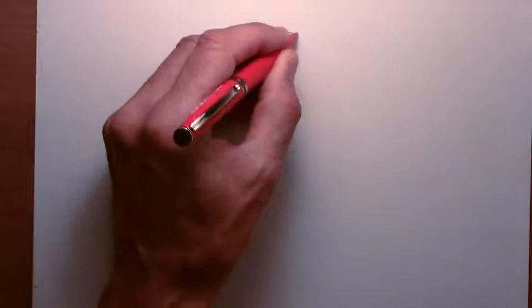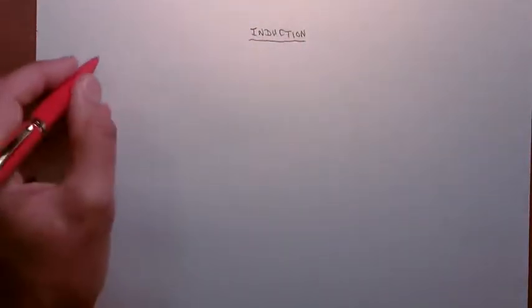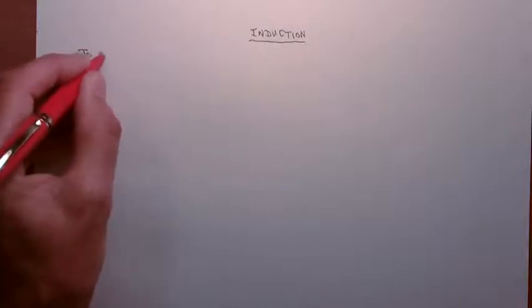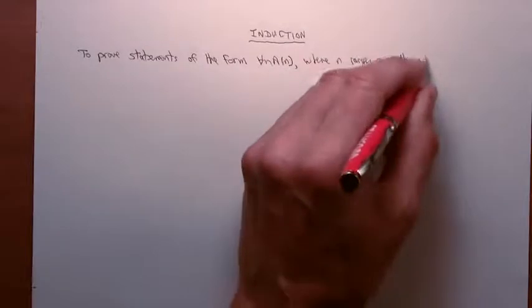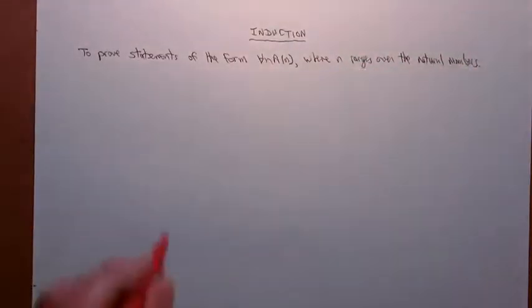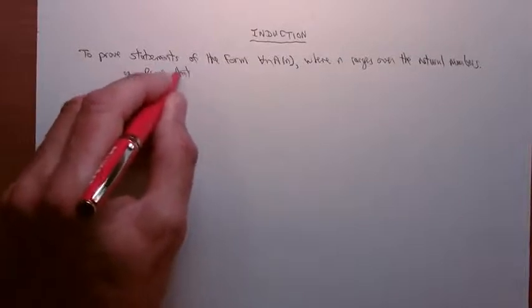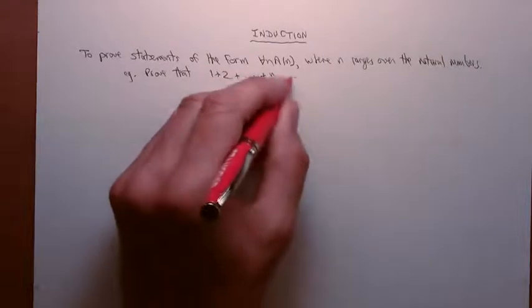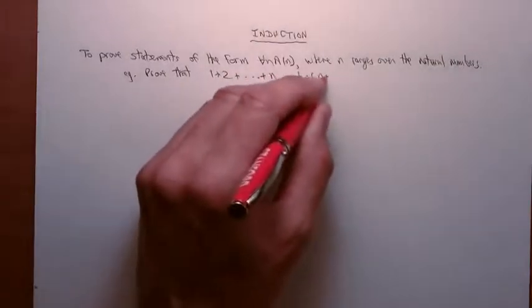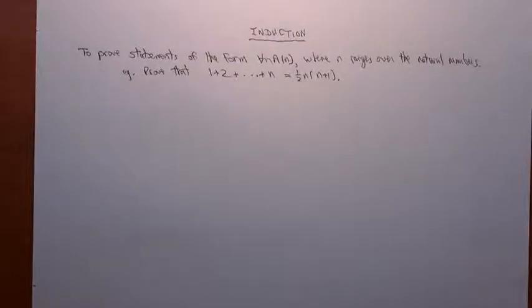Now let's look at proof by induction. This is the special case where we're proving universally quantified statements where the quantifier ranges over the natural numbers. For example, suppose I want to prove that 1 plus 2 plus, etc., plus n equals a half n times (n plus 1). So the sum of the first n natural numbers is a half times n times (n plus 1).